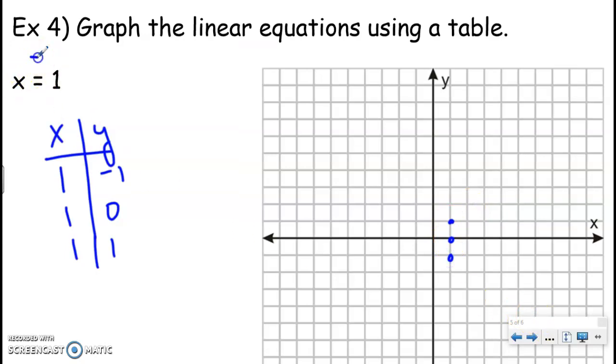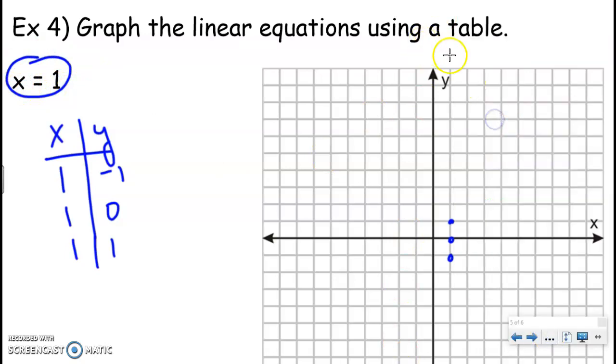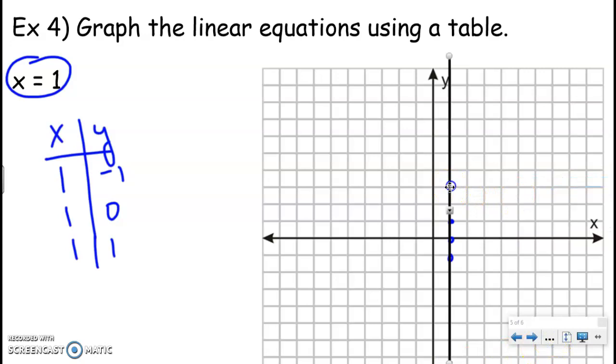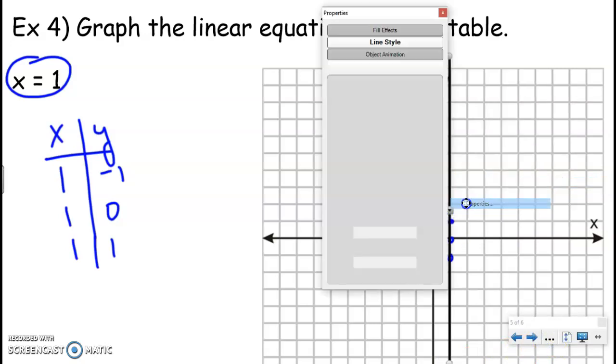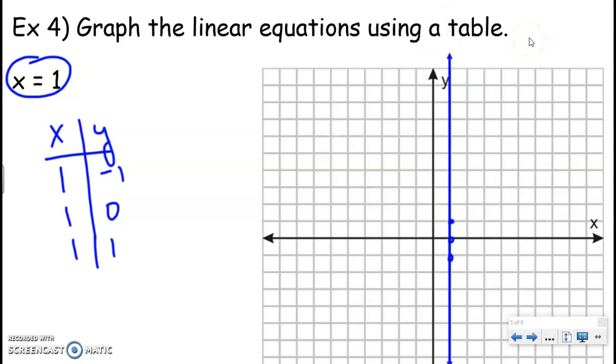Okay, again, thinking of it like we did with the last one, if I don't have a y in my equation, I will not cross the y-axis. Okay, so that means I have a vertical line that is parallel to the y-axis. Change that so my arrow's at both ends. Make it blue so it matches, and that's it.